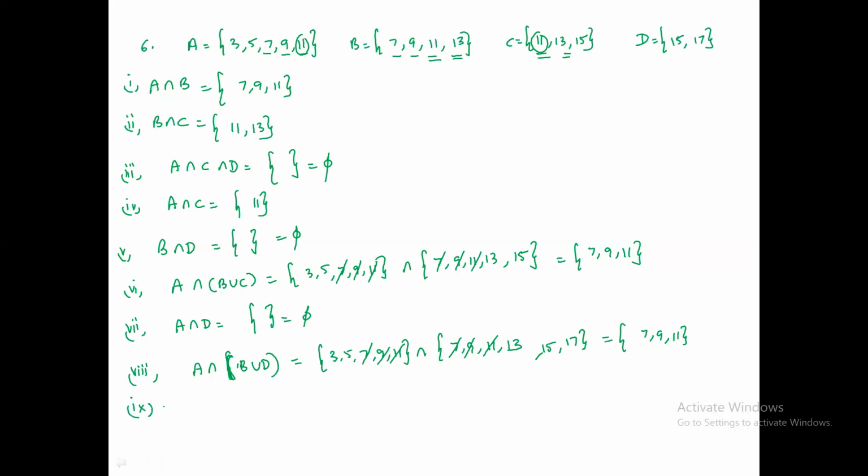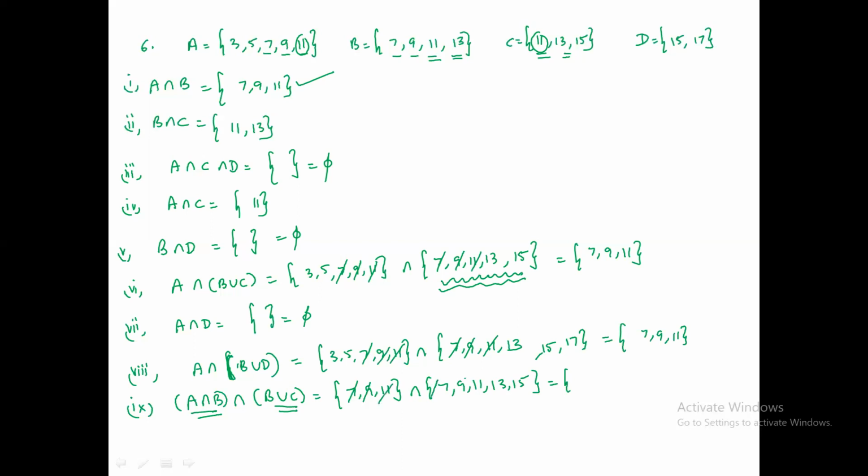Next, ninth. A intersection B, intersection B union C. First A intersection B. Common in A and B, already we have written here: 7, 9, 11. Intersection B union C. Already I have written here B union C: 7, 9, 11, 13, 15. Now I have to take intersection, means common. 7, 9, 11. These are common.